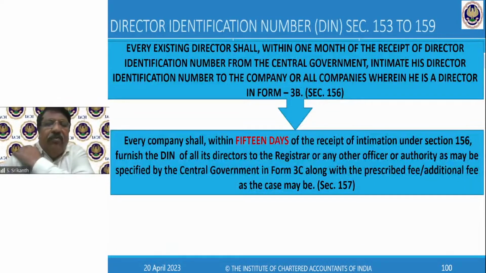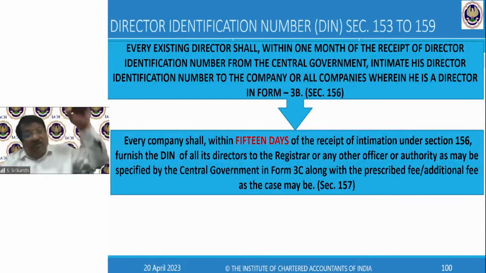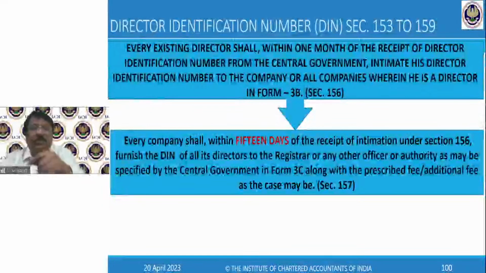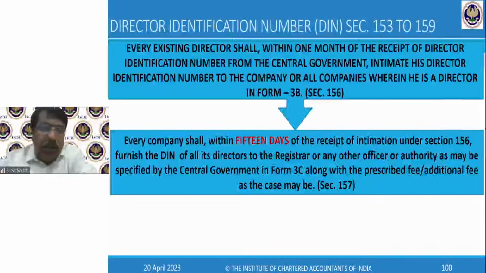Every company shall, within 15 days of the receipt of intimation under section 156, furnish the DIN of all its directors to the registrar or any other officer or authority as may be specified in Form 3C. Okay. So company to inform registrar of DIN of all its directors, updated, the program will search. So if this guy's DIN is coming from more than 10 public companies, immediately alert. Or more than 20 companies, immediately alert. So they'll track with the DIN. Are you able to understand? That is how the whole thing happens. Right?